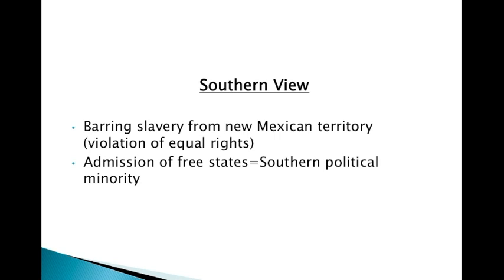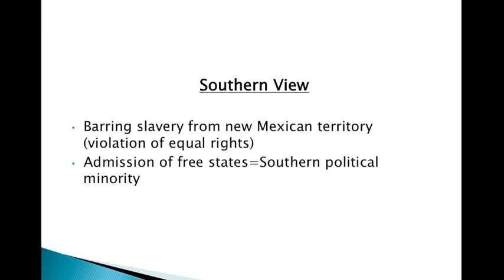They felt that the admission of the Western territories as new free states would make the South a political minority, which it would have, because if the new Mexican territories came in as free states, then that gave the northern part of the country more political power. But if they came in as southern states, then that gave the South more political power.